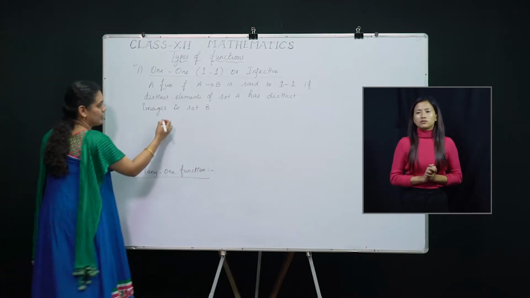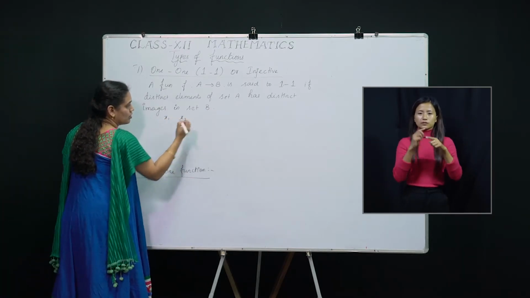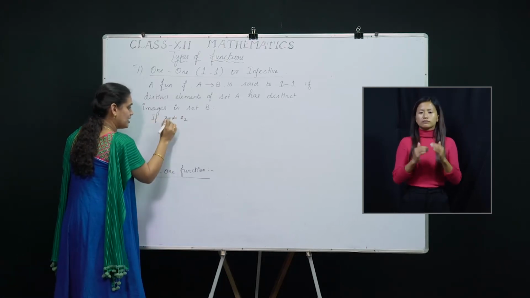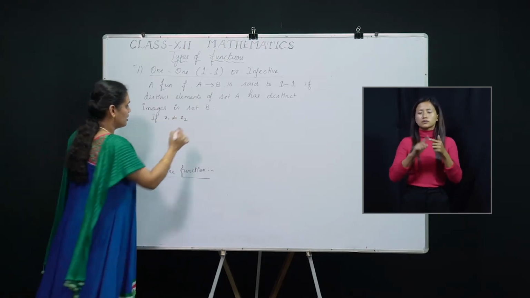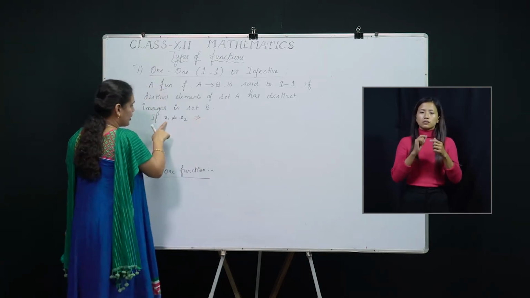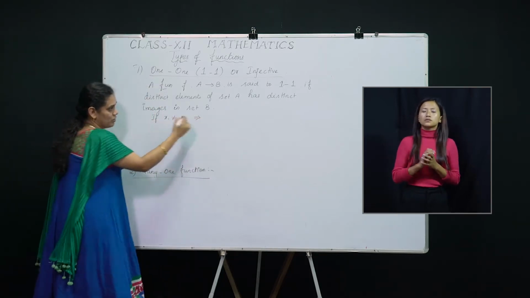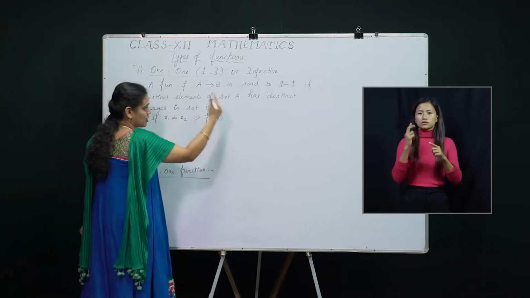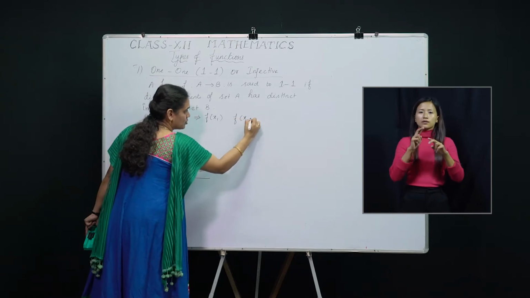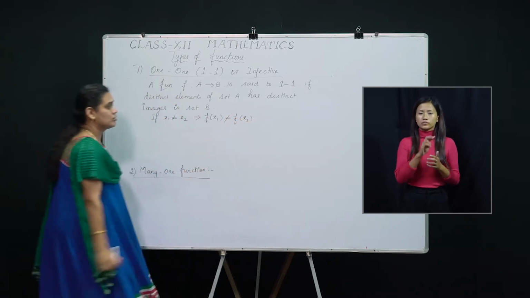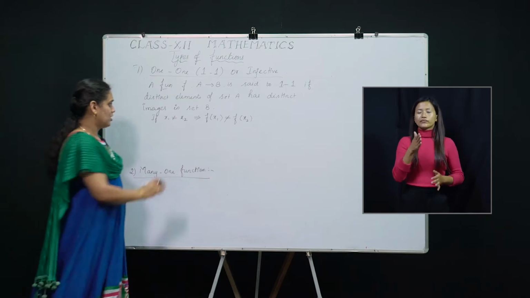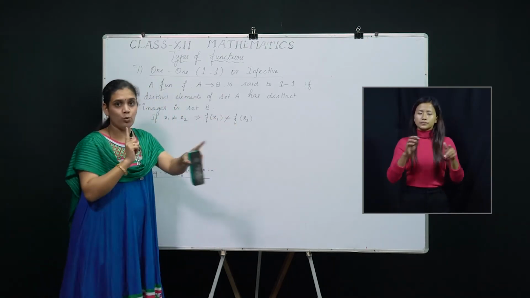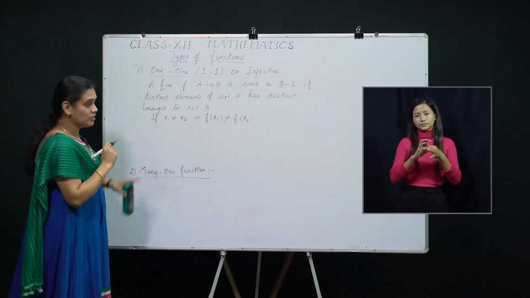If you take x1, x2, two elements from set A, and they are not equal, different elements, then what is the image of x1? We get f(x1), right? And the image of x2 under this function f is f(x2), right? These two are also not equal, different images. If you take two different elements, the images will also be different. That means 1 to 1 relation, 1 to 1 correspondence.